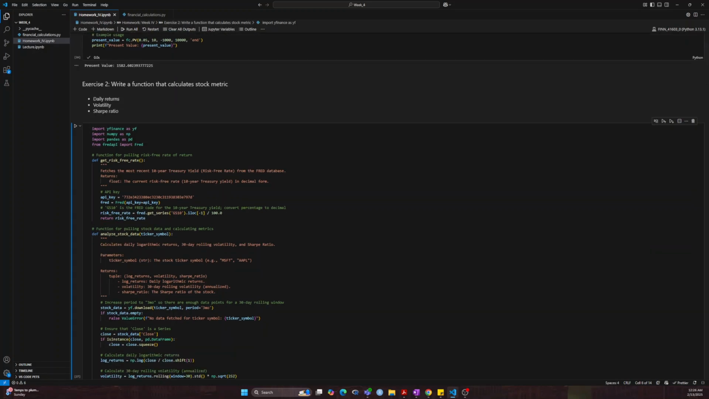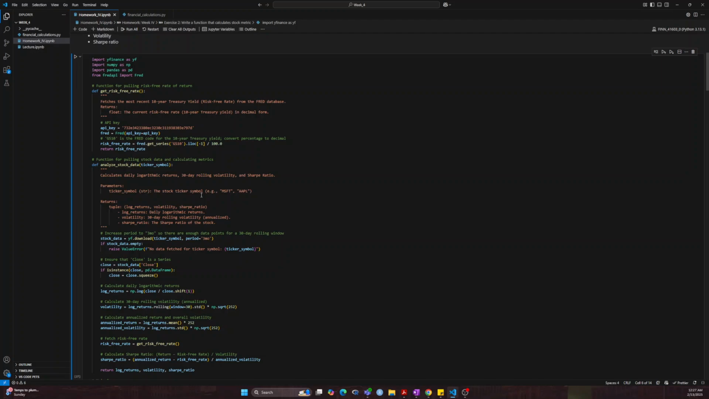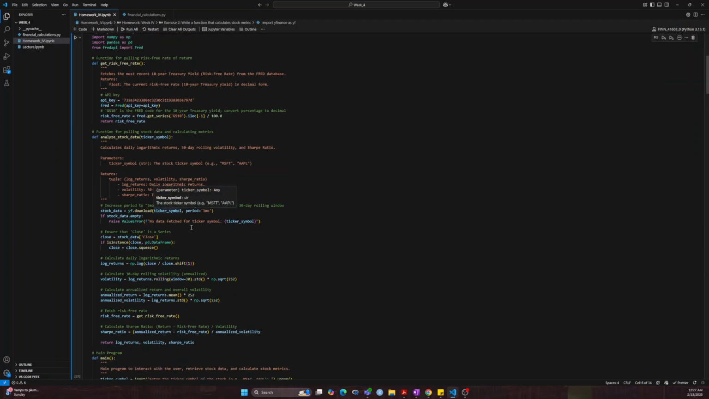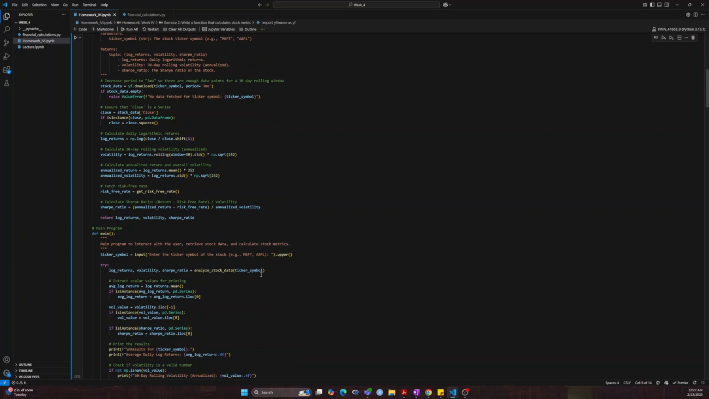And then moving on, next I wrote a function to analyze stock data. I used YFinance to pull stock prices and the FRED API to fetch the risk-free rate from the Federal Reserve database. The function calculates daily logarithmic returns, 30-day rolling volatility, and the Sharpe ratio, which measures return per unit of risk. The Sharpe ratio is important for comparing investments with different risk levels. And I made the program interactive by asking the user to enter the stock ticker. After fetching the data, it prints out the average daily log return, volatility, and the Sharpe ratio.